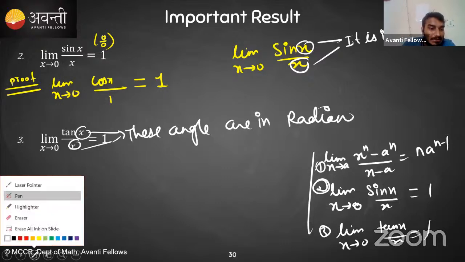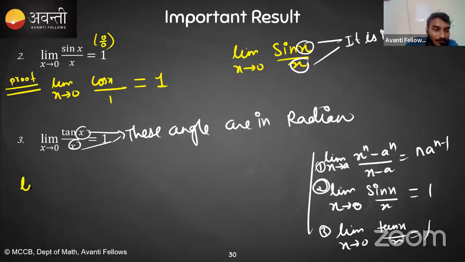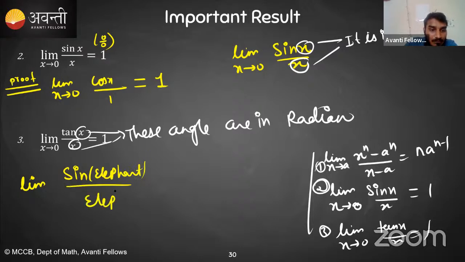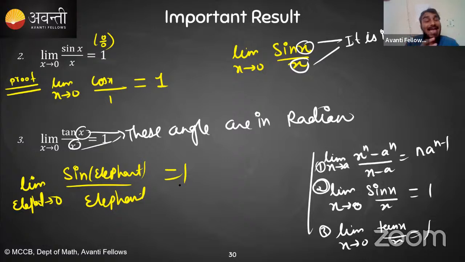So you can say that the limit of sin of alpha upon alpha, where alpha is tending to 0, is always 1. By alpha, I mean any complicated function inside the sine which at x equal to 0 is tending towards 0. Okay.